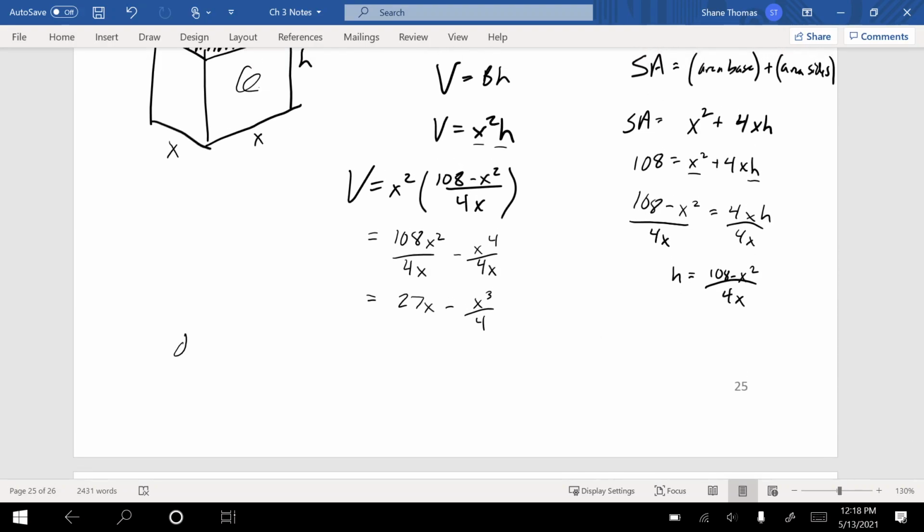Now, this is still volume, so let's find dV/dx. The dV/dx would be the derivative of the volume with respect to x. So what's the derivative of 27x? 27 minus, and then we could essentially split that into 1/4 x to the third, right? You do the constant multiple rule. Then you get 3x squared, bring it back together. So you get 3x squared over 4.